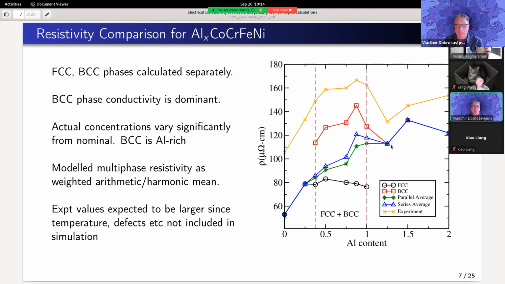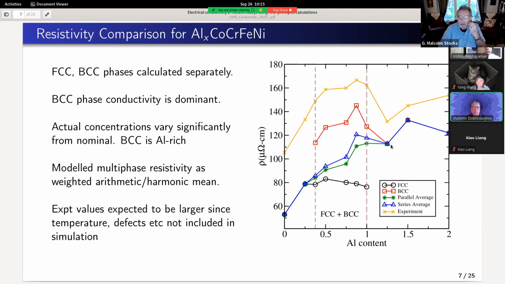Our calculations are DFT calculations, so they're at 0 Kelvin. I think that's mainly the offset. Good point. Yeah. But certainly defects, grain boundaries, all these things will have an impact.